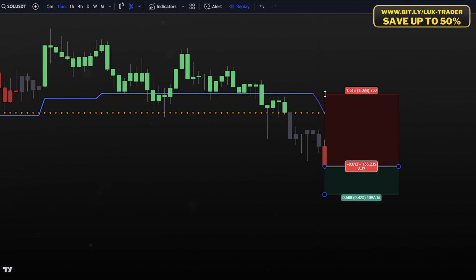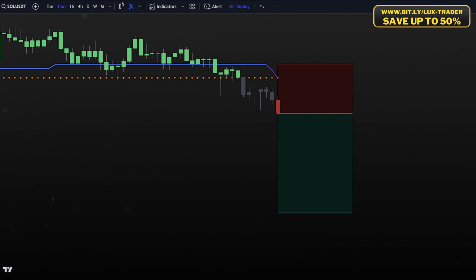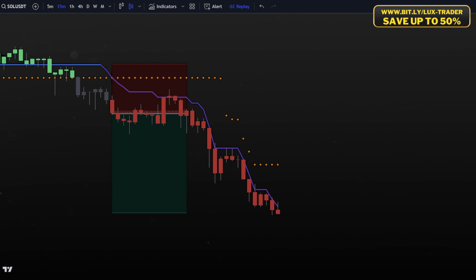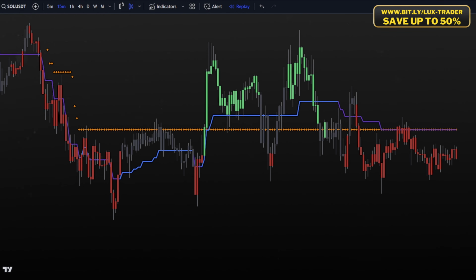For profit taking, use either a 1 to 1.5 or a 1 to 2 risk to reward ratio, depending on your risk management strategy, the asset, and the time frame. For Solana, I'm opting for a 1 to 2 risk to reward ratio. Now let me demonstrate another example of a valid short entry signal. Let's go through the two easy steps once again.